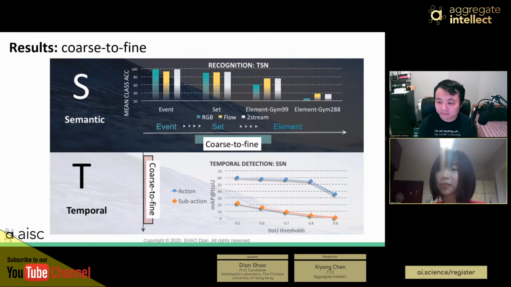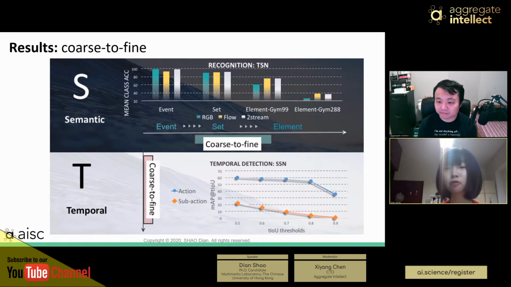It cuts the video into segments and does random sampling within each segment. So if you are not interested in the technical details, you can just forget it. But we can see the trend from coarse to fine-grained. That is, you can see from event to set to recognizing element level categories.